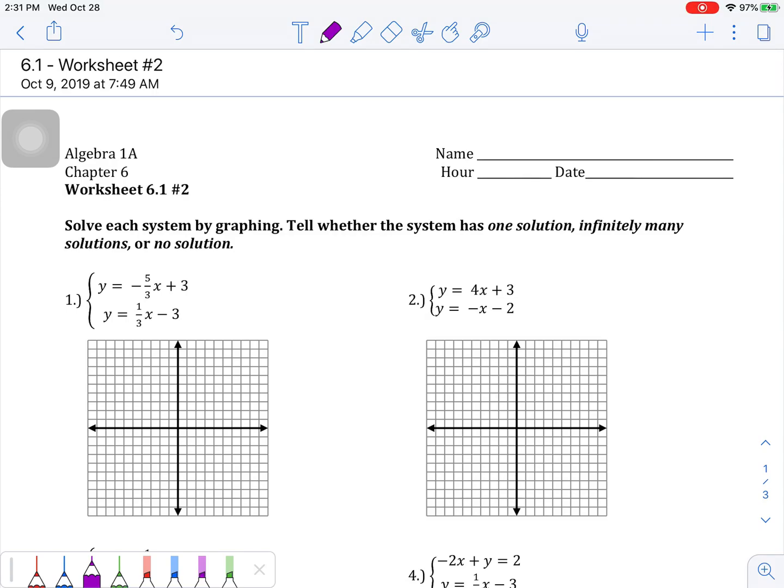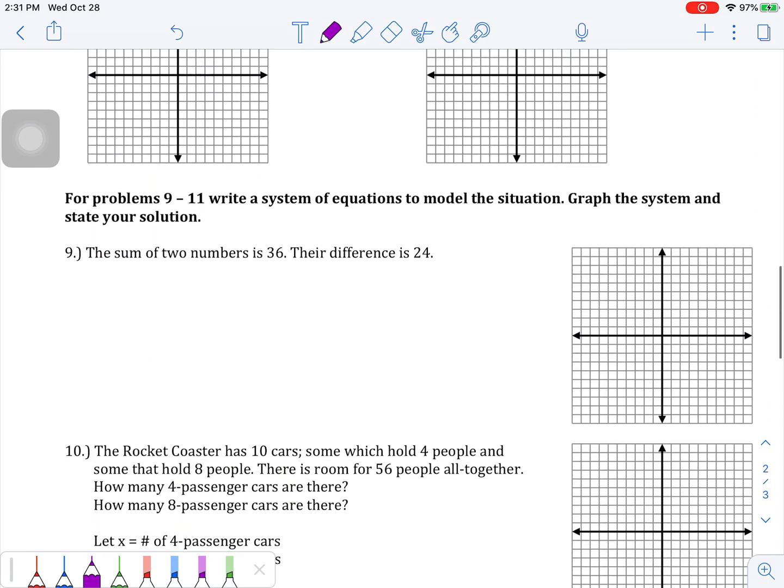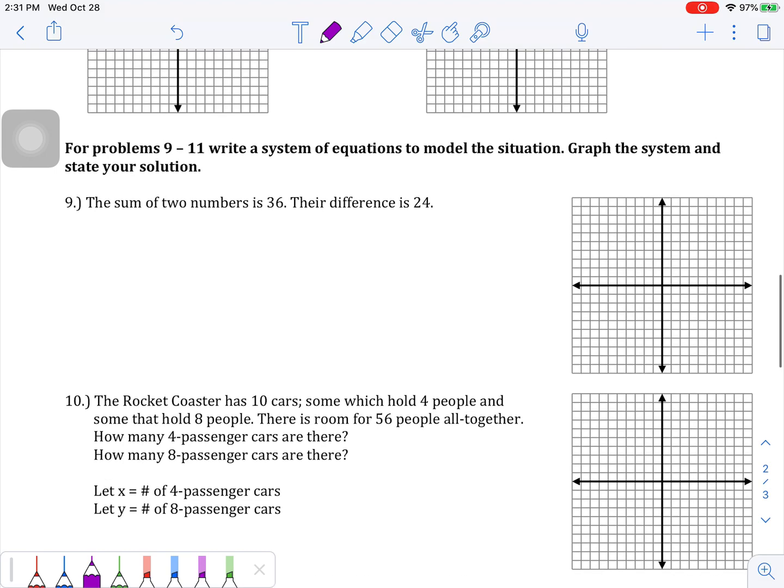Okay, hello everybody. This is just a video to help you through some of those story problems that can be a little tricky on the 6.1 worksheet number 2, which is graphing or solving systems by graphing. So the first one says we need to do 9 through 11. We need to write a system of equations to model the situation. Graph the system and state your solution. So I'm going to help you at least get started with the system.